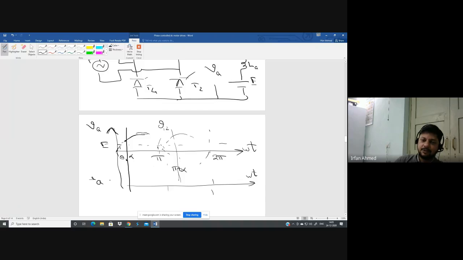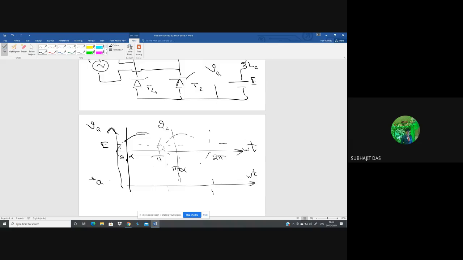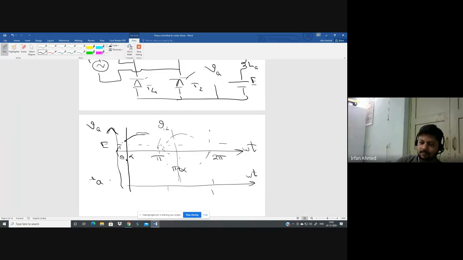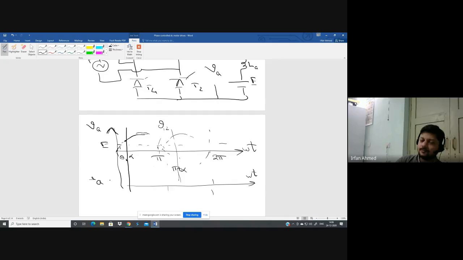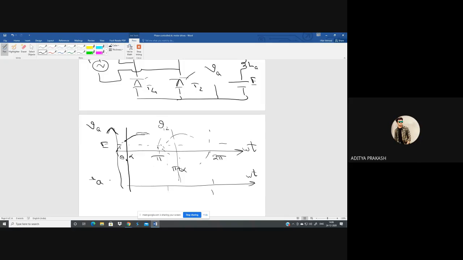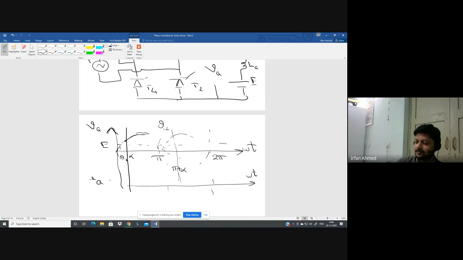Till when will T1, T2 conduct? Theta 2. Omega t plus alpha. Pi plus alpha. Sir, it is a continuous mode of conduction, sir. Theta 2. Whoever is saying theta 2 needs to study a lot more.